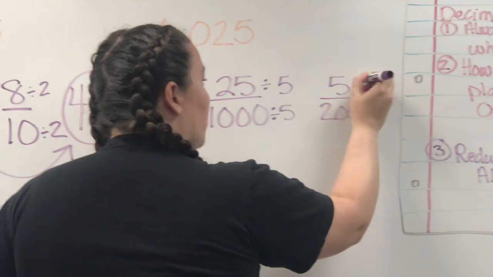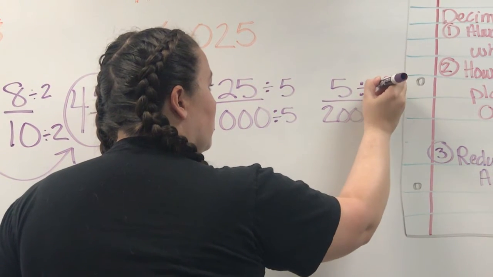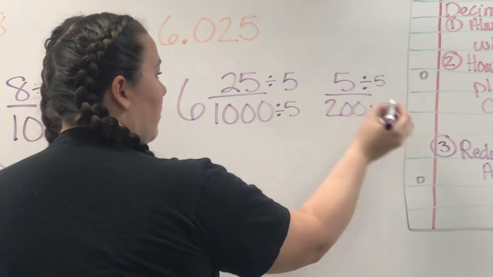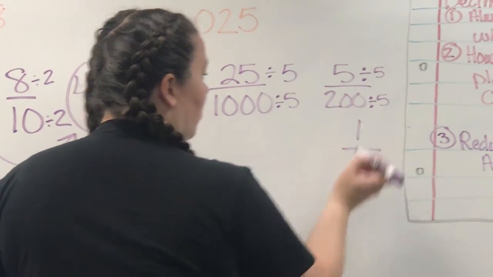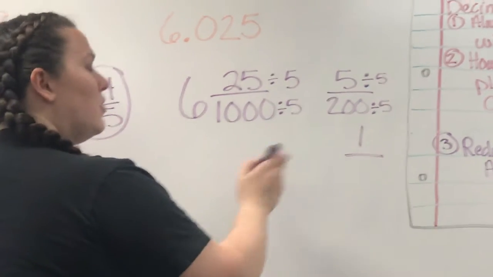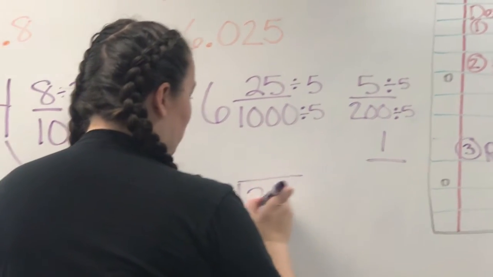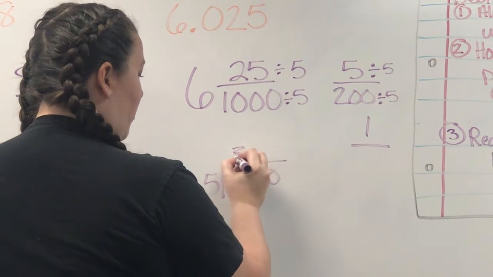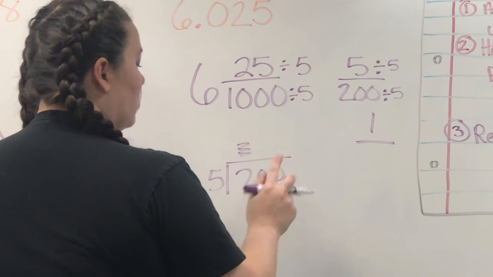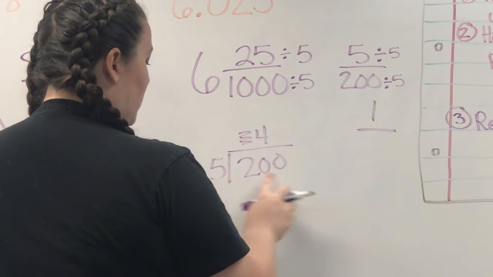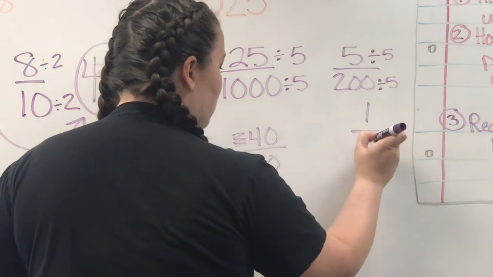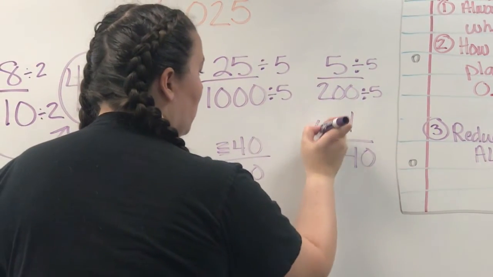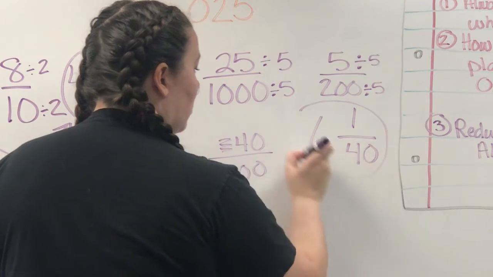I can reduce by 5, reduce or divide by 5. 5 fits into 5 one time. 5 fits into 200. How can I figure that out? I can do it in a division house. 5 fits into 2? No. 5 fits into 20? 4 times. 5 fits into 0? 0 times. And do not forget your whole number. There we go.